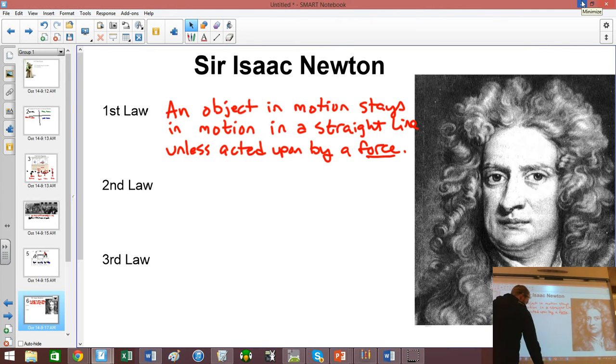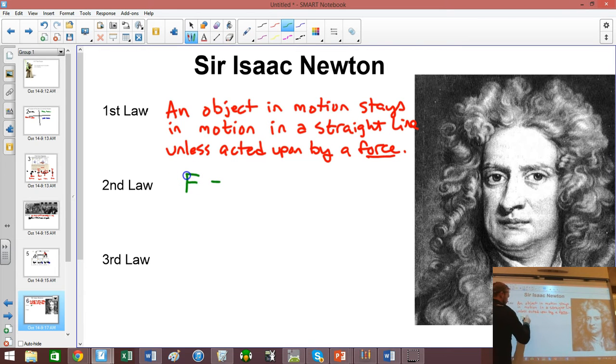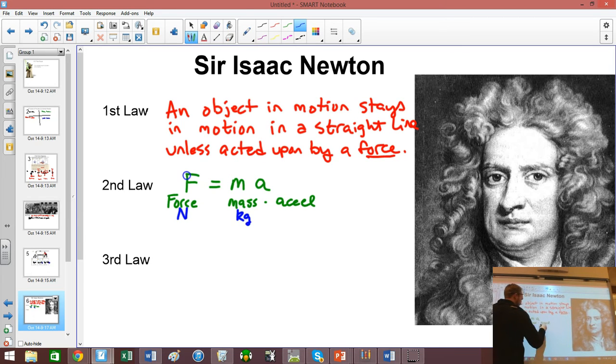Newton's second law says this. I'm going to write it very simply. F equals ma. Force equals mass times acceleration. And force, we label it in newtons. Mass is in kilograms. And acceleration is in meters per second squared.